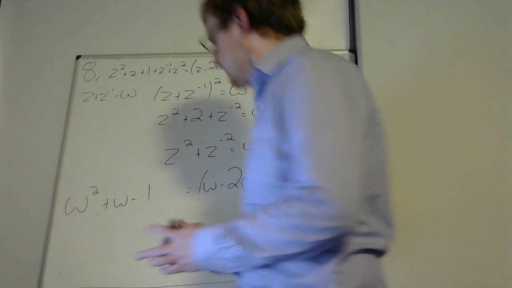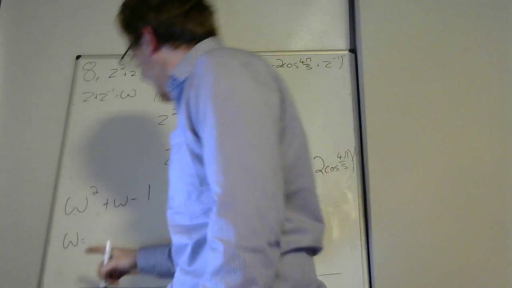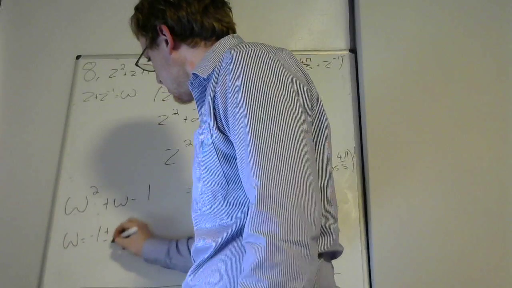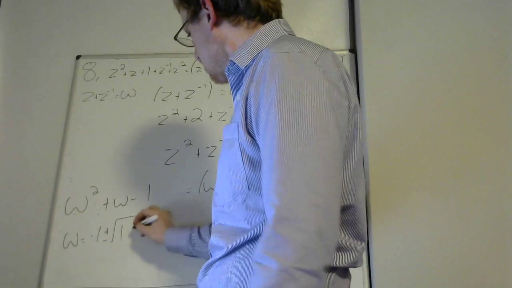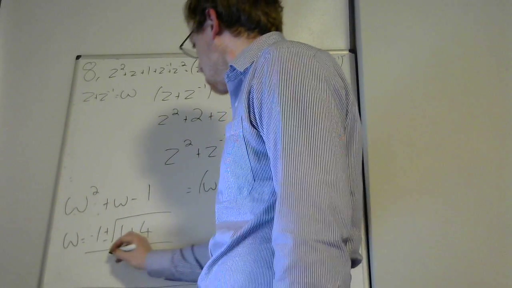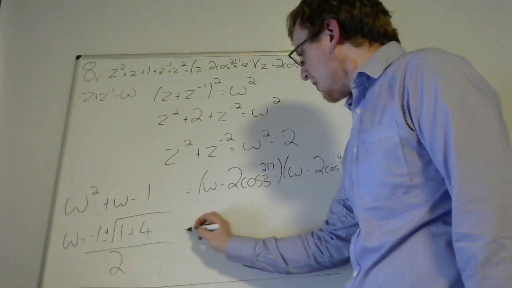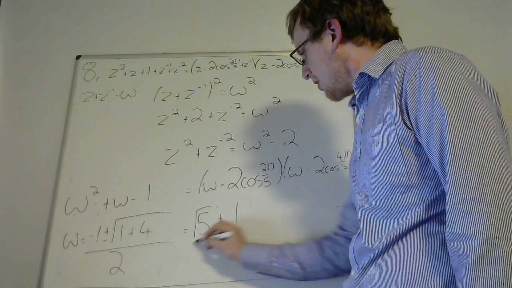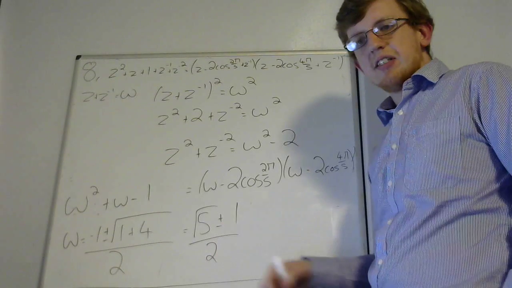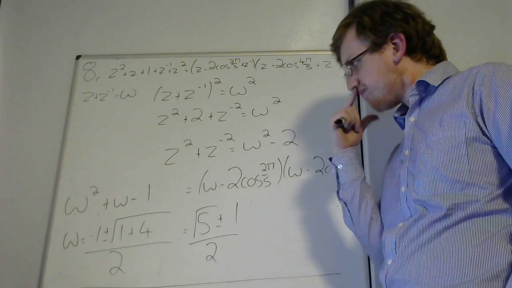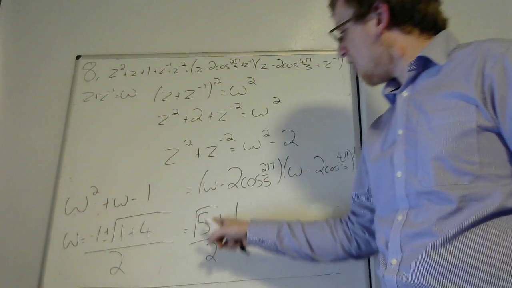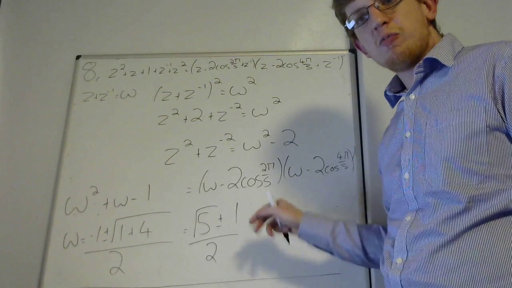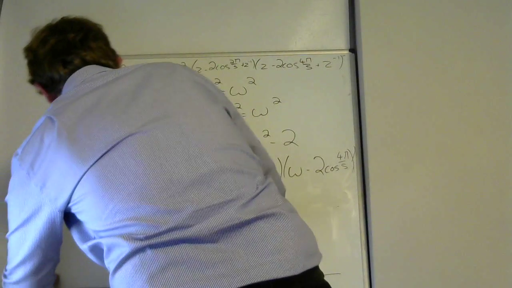So w is equal to minus b, minus 1, plus or minus the square root of b squared, 1 squared is 1, minus 4ac, 4 times minus 1 times 1 is plus 4, all over 2a, so all over 2. So w is minus 1 plus or minus root 5, over 2. We've got the root 5, which is in our answer, so that's looking good. So the 2 roots of this equation are root 5 minus 1 over 2 and minus root 5 minus 1 over 2.